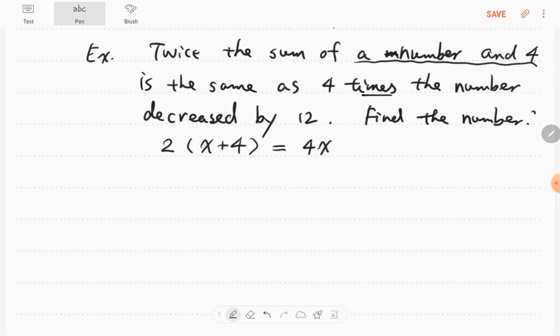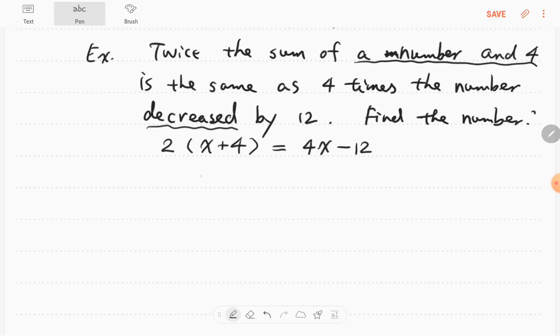we just realized 4 times the number and decreased by 12. Sorry, I didn't realize this. The words are decreased by 12, so it will be minus 12. Still have minus 12 because we have decreased by 12. So that's why we should read our question multiple times. Make sure we do not miss anything.